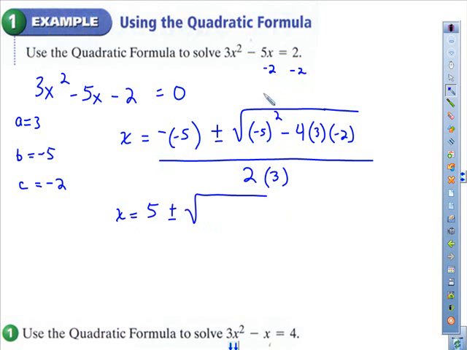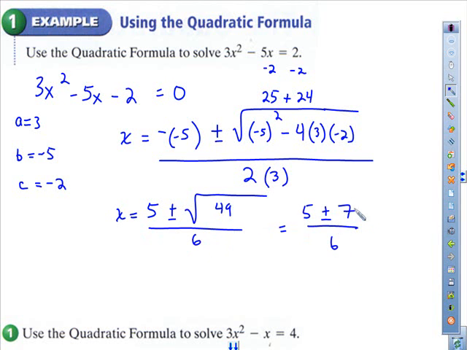Negative 5 squared is going to give me positive 25. Negative 4 times 3 is negative 12, times negative 2 will give you positive 24. So the square root of 49, over 2 times 3 is 6. Let's continue to simplify this. So we're going to get 5 plus or minus 7, because the square root of 49 is 7, over 6.